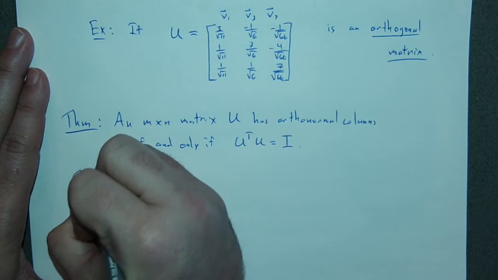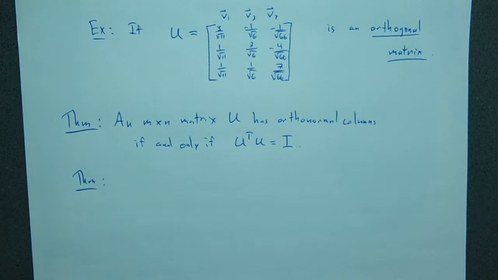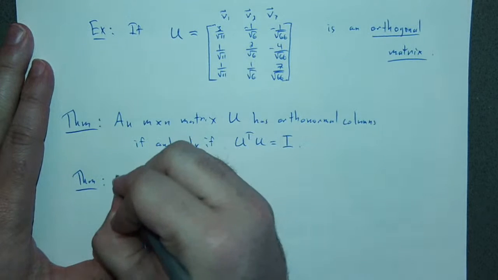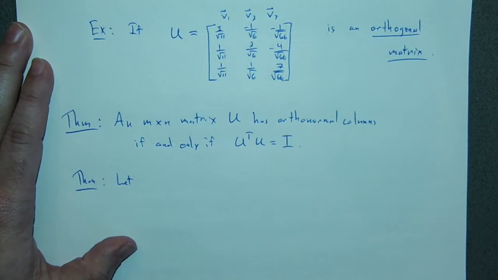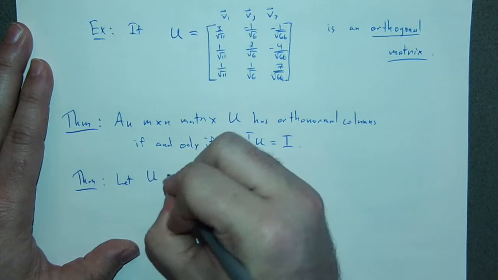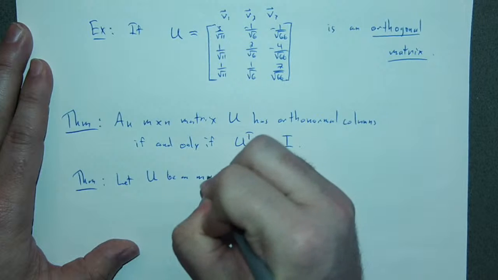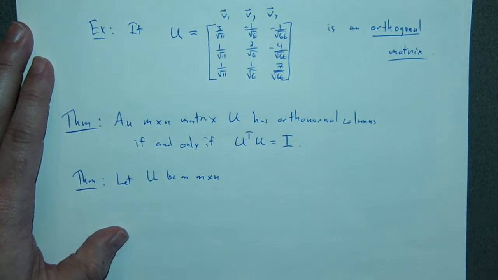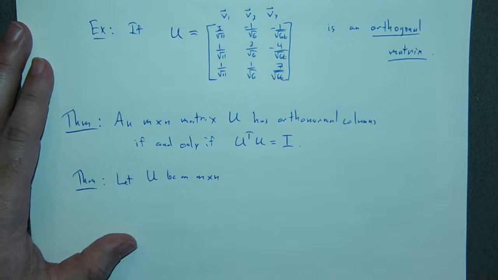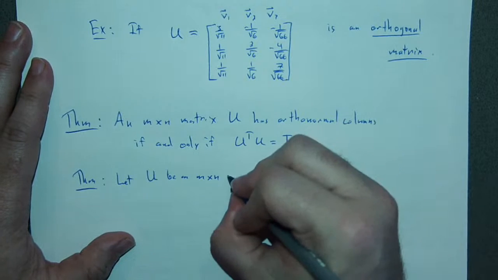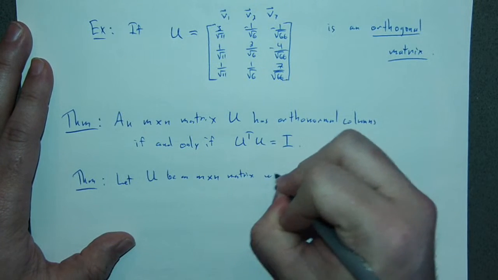Okay, and the other very nice fact for orthogonal matrices is, let U be an m by n. Again, this is a more general fact, but it's automatically true for orthogonal matrices. So let U be an m by n matrix with orthonormal columns.